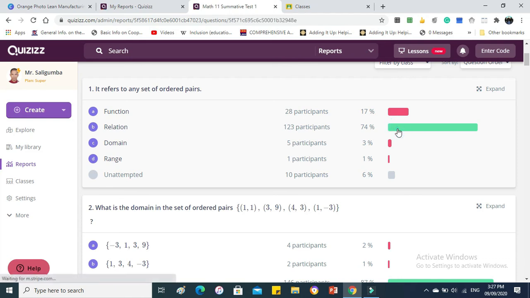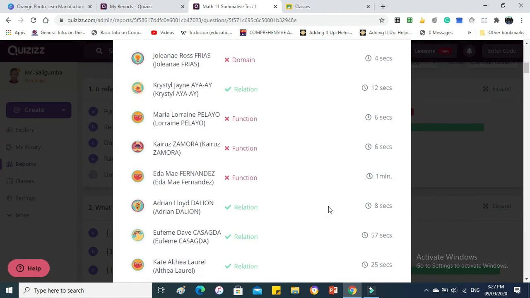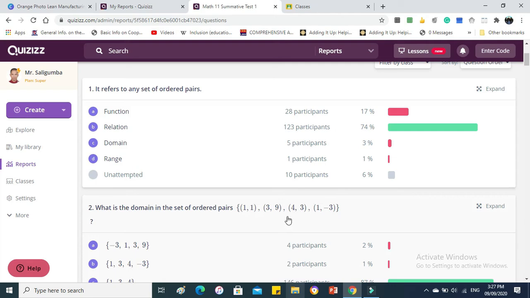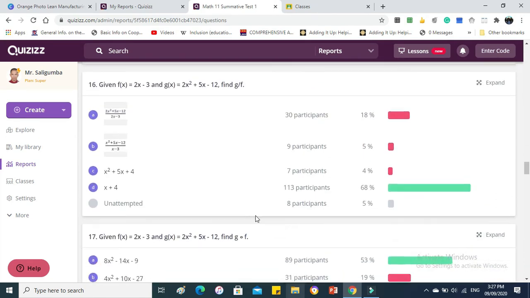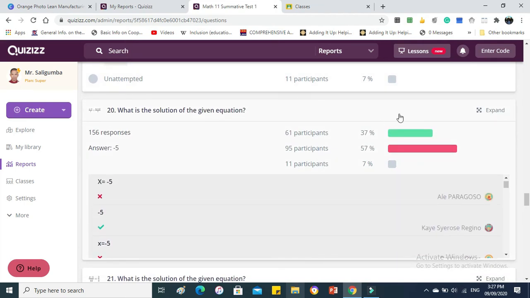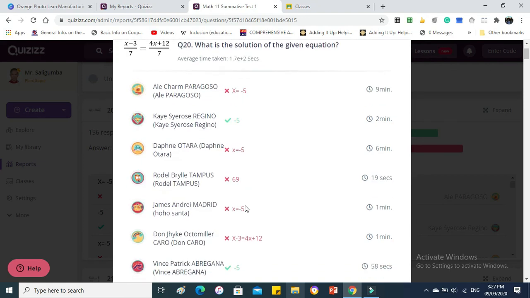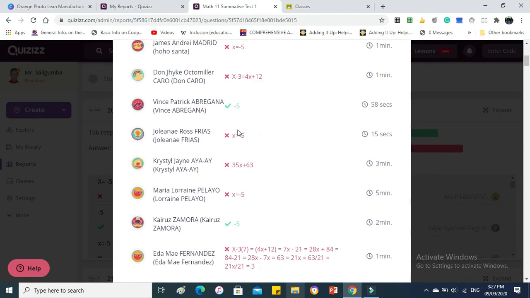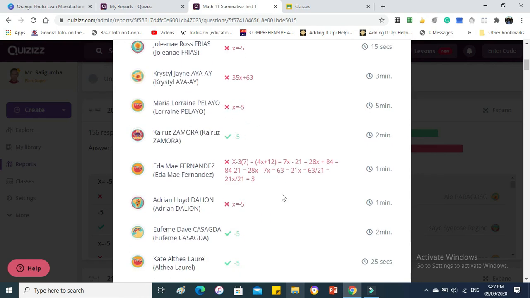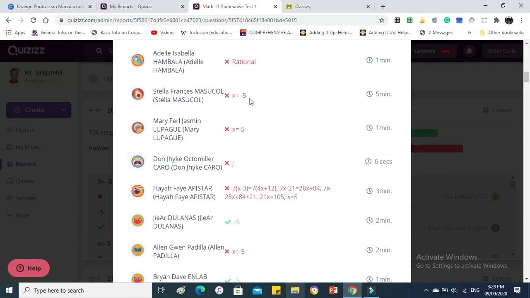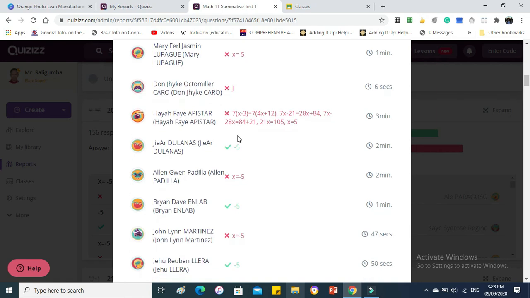There you have it, guys. You can also see something like this. Say for example, this one, what is the solution? Say the answer here is -5. I will consider the answers of Ali Charm, Daphne, James, Jillian, Jelene, and Lorraine. This one, I will not consider because it's really wrong. For Dalion Adrian, I will consider his answer. Stella's answer is also correct. Mary Ferl is also correct.